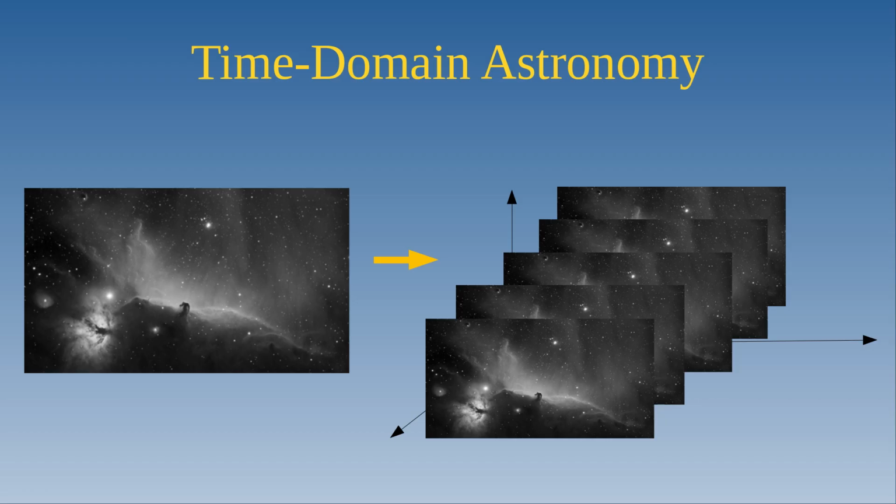So what is time domain astronomy? Normally, we will take a picture of the sky, what we call a static sky, shown on the left on this screen. However, if we can take a sequence of pictures in time, we will find there are some stars or other celestial objects that change brightness in time. So these are the objects that I'm interested in studying. Those stars that change brightness in time.